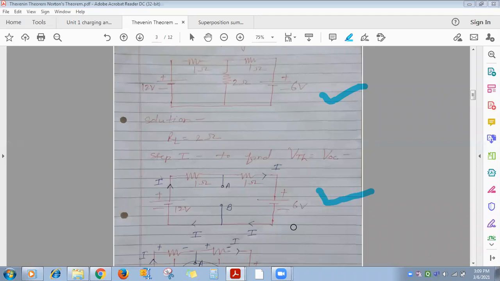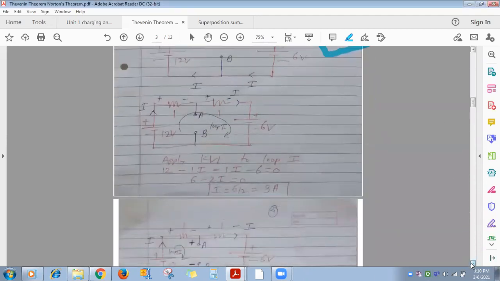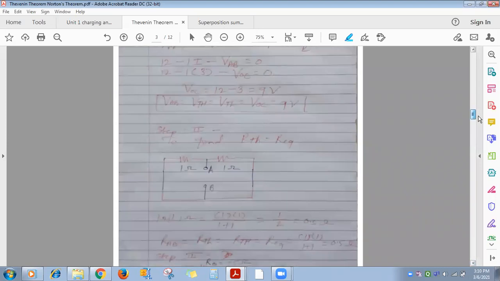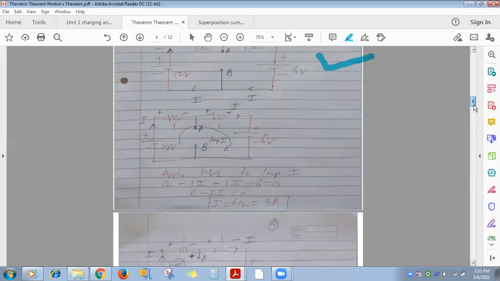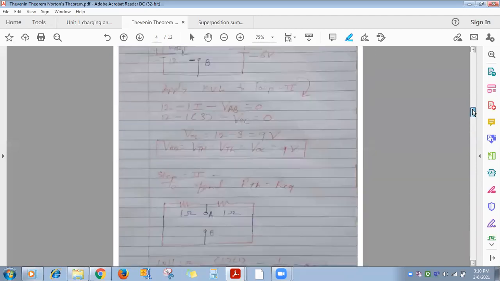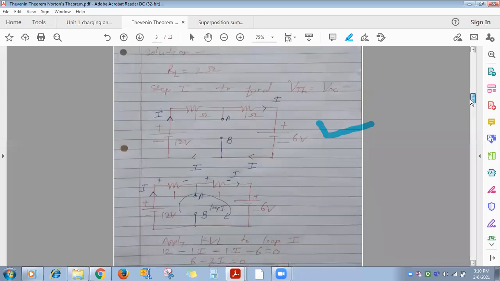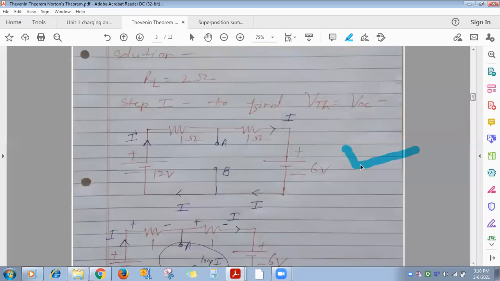Make it open. Current is 2.4. Current? Yes, current is 2.4, let me check. Which current? Final answer? You are asking the final answer? No, ma'am, 1 minute, because 2 currents are there. You have to find VTH, 1 current is there, and the final answer. Okay, so once you draw this circuit, please let me know. We'll go ahead. Done, ma'am. Okay, fine.